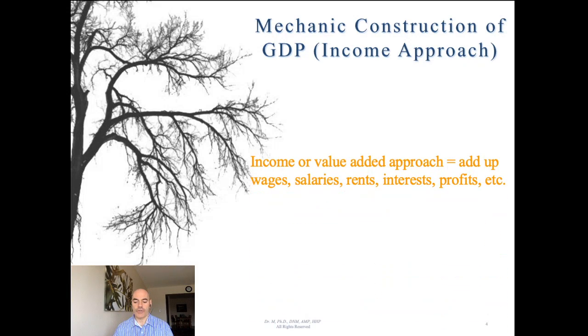The second variation of calculation of GDP would be the income approach. Income, or sometimes affectionately called the value-added approach. In this approach, you add up wages, salaries, rents, interest that is paid on some financial instruments, profits, etc. But it has to be domestic for a given year.